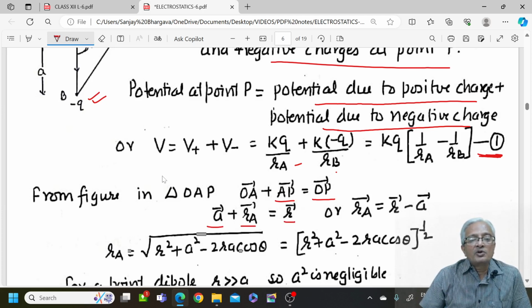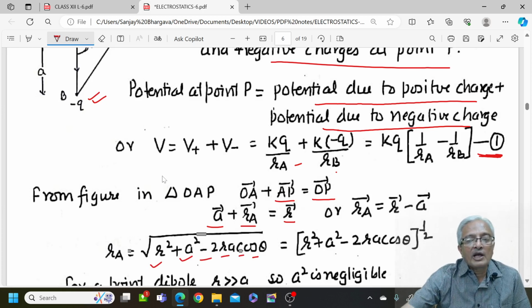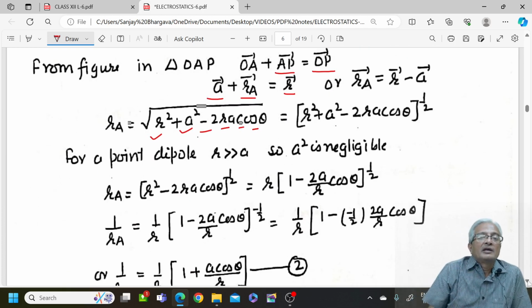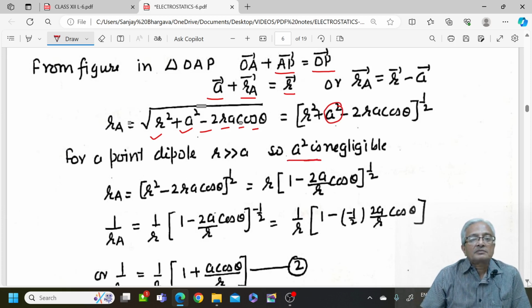So what is the magnitude of RA? It would be the square root of R square plus A square minus 2RA cos theta. Instead of the square root, I can write the power half. Now what happens for a point dipole? For a point dipole or an ideal dipole, R is very much greater than A. That is why A square is negligible, so this A square can be neglected.